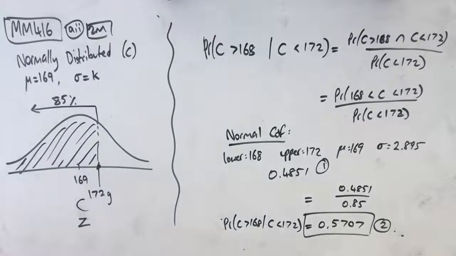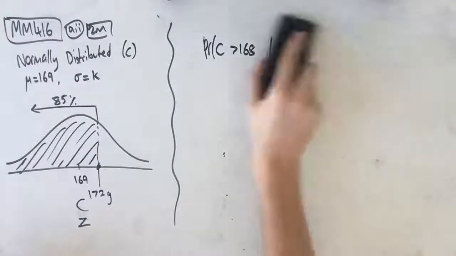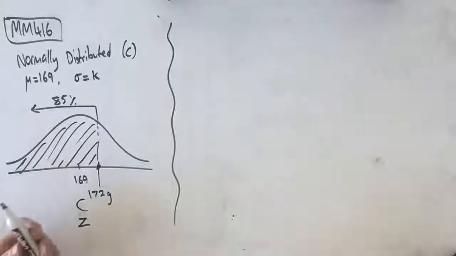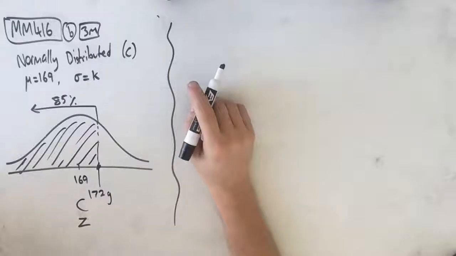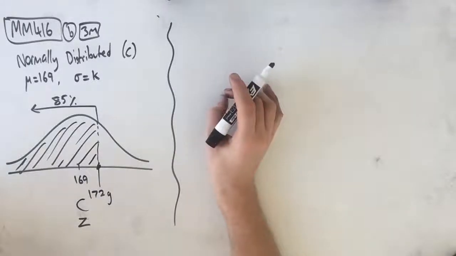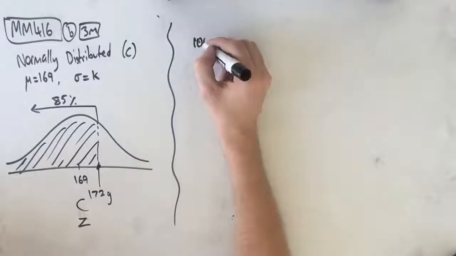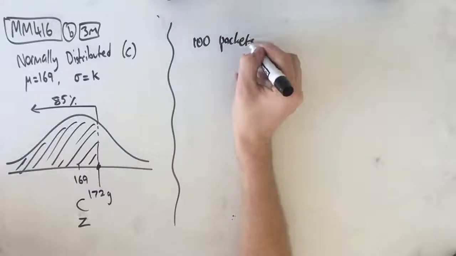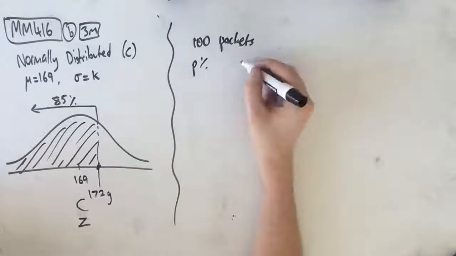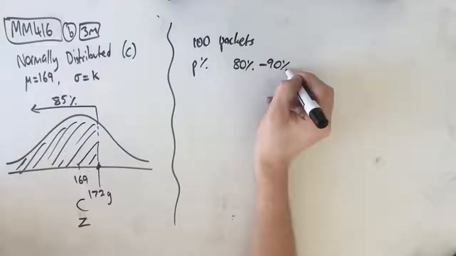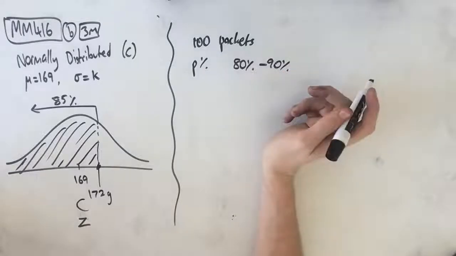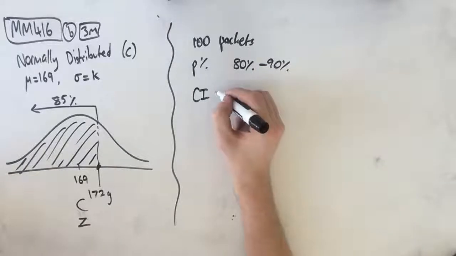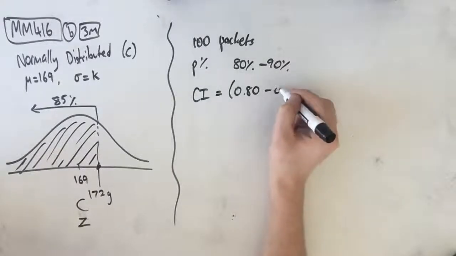Let's move on to part B. Part B is a 3-mark question, and is actually a little tricky, especially if you haven't seen one like this before. Now it says the company would like to be sure that a certain proportion of corn chip packets are within a certain weight range. After taking a sample of 100 packets, they are P% sure that between 80 and 90% of corn chip packets will weigh more than 171 grams. Find the value of P correct to the nearest integer. Alright, awesome. So, if they're 80 to 90% sure, that means that our confidence interval is 0.80 to 0.90.